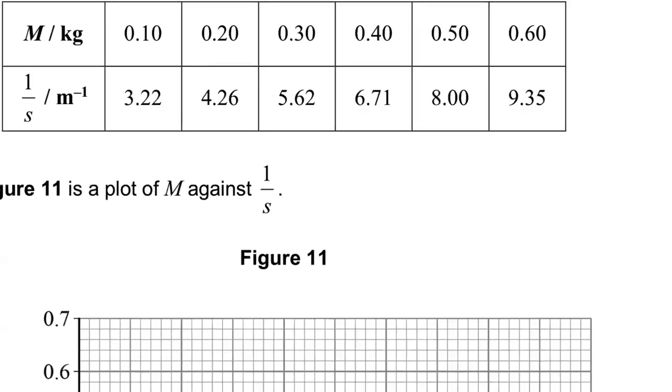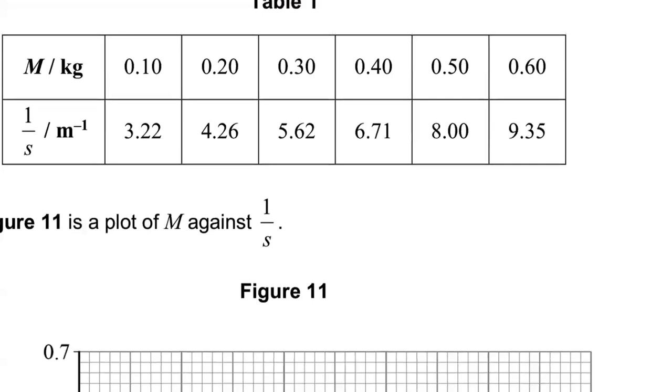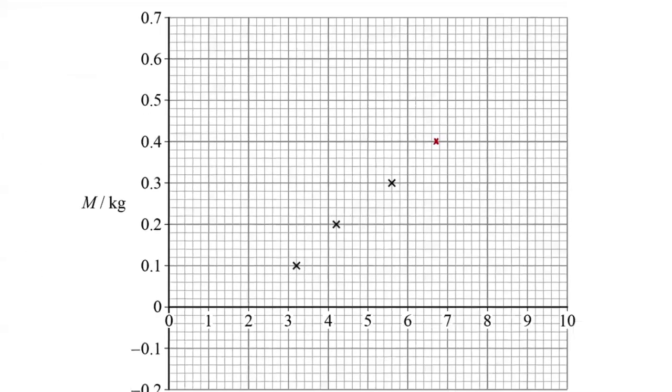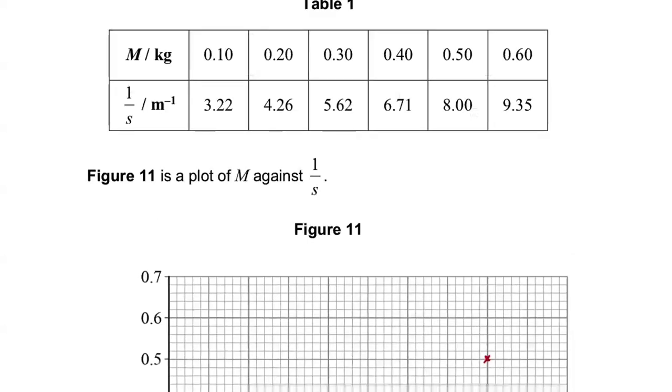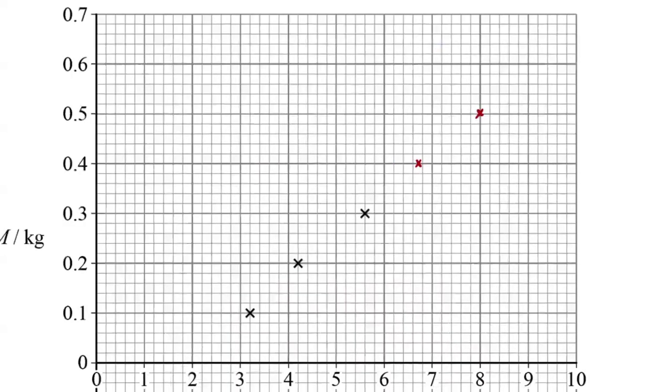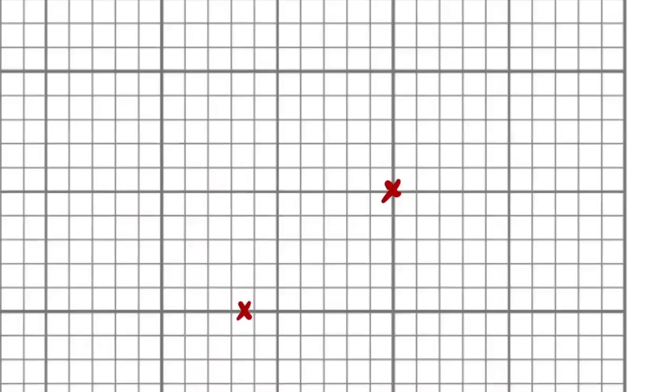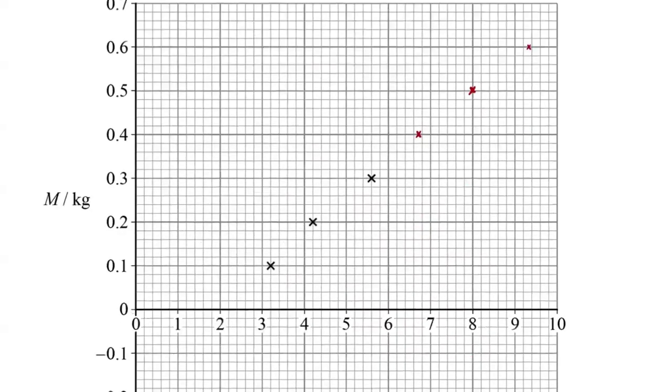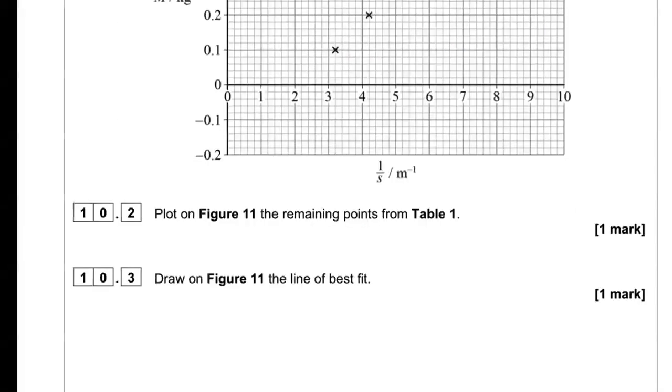And then for 0.5 it's supposed to be 8. This is going to be easy to plot, right? And then for 0.6 it's 9.35. So this is going to be 9.2, 9.4, 9.3, and 9.35 is going to be somewhere here, like this. All right, so that's the plotting of all the points.